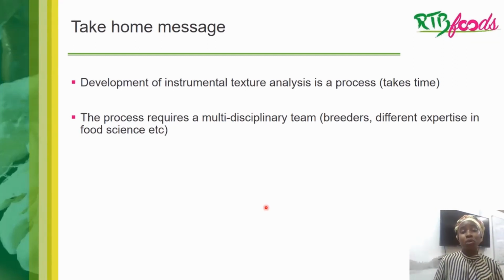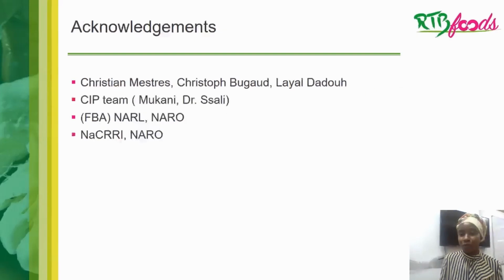And then we also required different expertise within sensory science, within food science. So sensory scientists were important. Scientists who know a lot about texture were important, and then data analysts were also important. And the team you require could vary in a different case. So that's all I had for the presentation.